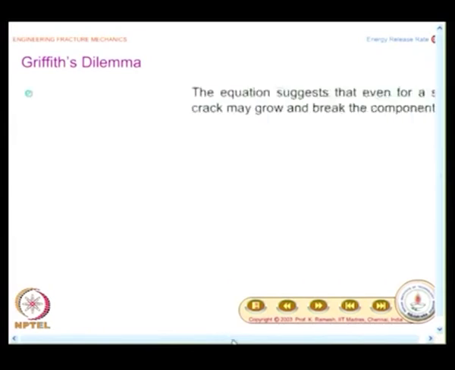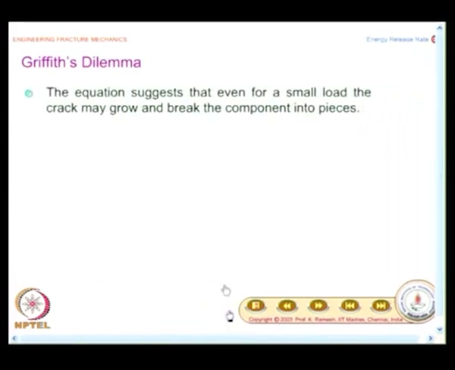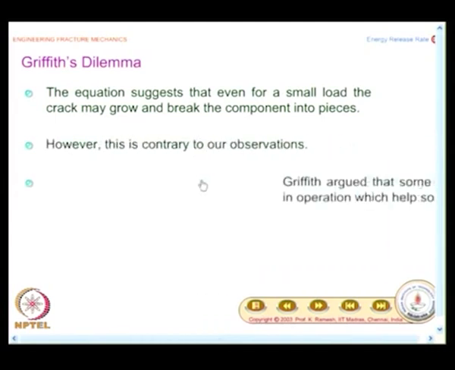An immediate consequence of the Inglis solution is, even for a small load, the crack may grow and break the component into pieces. This is labeled as Griffith's dilemma. It is not only the dilemma of Griffith. Anyone who looks at the solution of Inglis would only wonder how a solid remains a solid after looking at the solution.